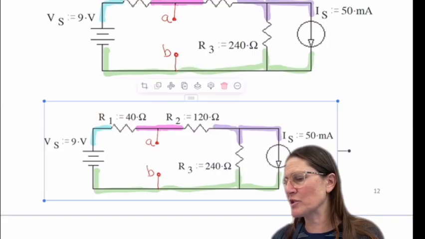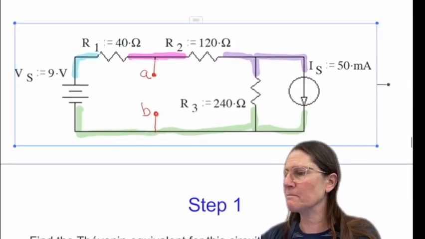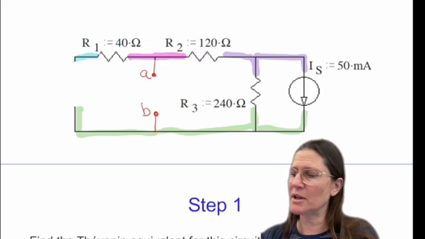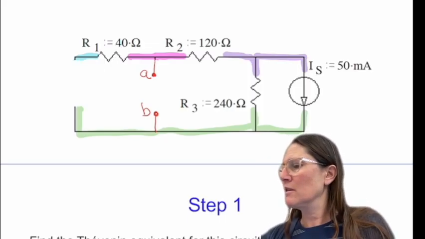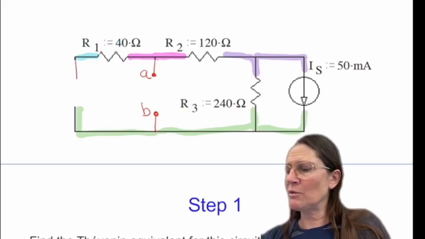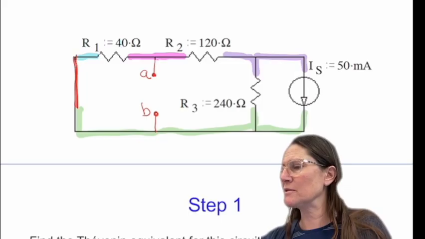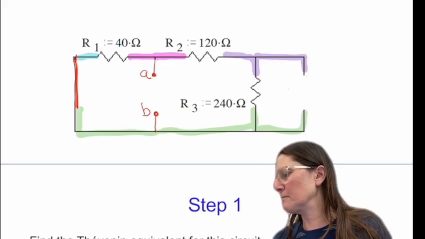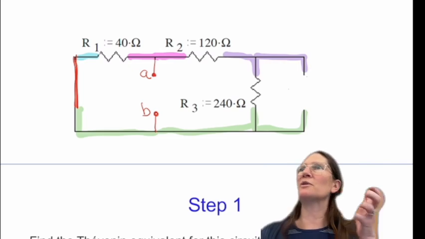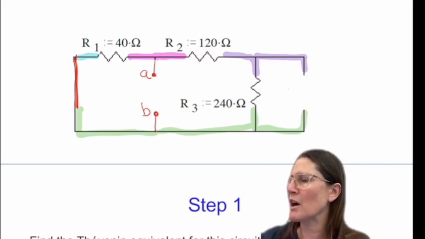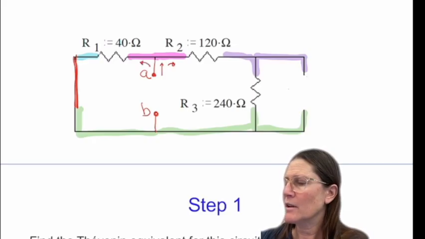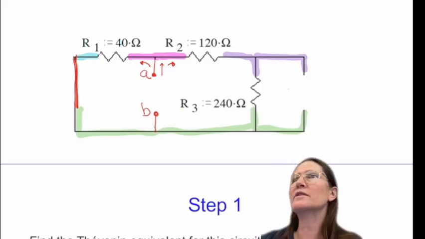So when I remove the sources, what do I do with the 9 volt? Correct, wire. So that becomes a wire here. And when I remove the current source, what happens? It breaks, or just an open. So it would look like that. And then I'm going to find the pathway between A and B. So when I take the pathway, I start at A, and I notice that it splits here. So I have two different paths, which means it's going to be parallel.